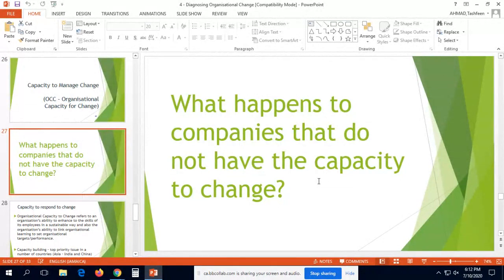For example, look at this. What happens to companies that do not have the capacity to change, or who have not built their capacity over a period of time? They perish. They are not relevant anymore. They lose their business, their clientele, and once you have lost it, you have lost it. You can regain it, but it takes a lot more effort.